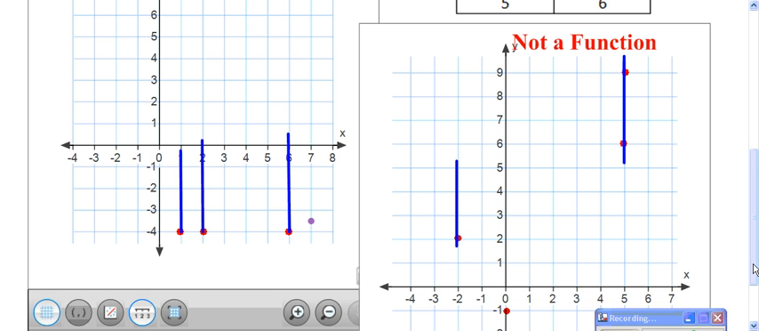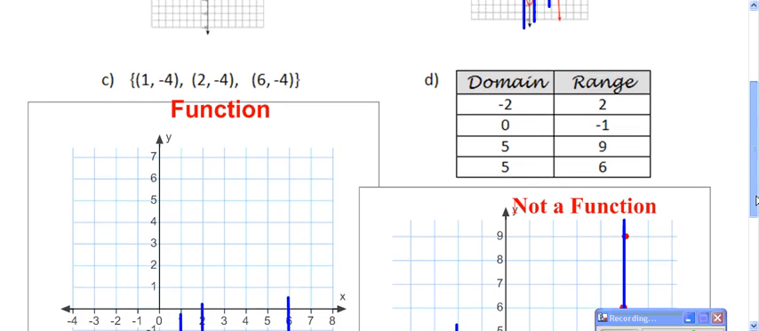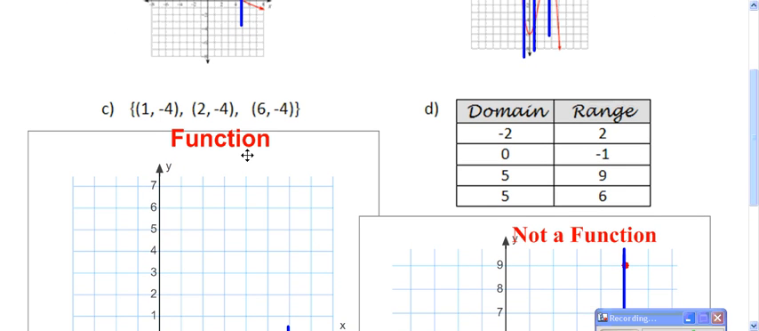Another thing that you can easily look at is just the numbers here. Well, this is a function. Your x values, 1, 2, and 6, are all different. Your y values happen to be the same: negative 4, negative 4, negative 4. When all your x values are different, you will have a function. If you look over here, all of your x values are not the same.